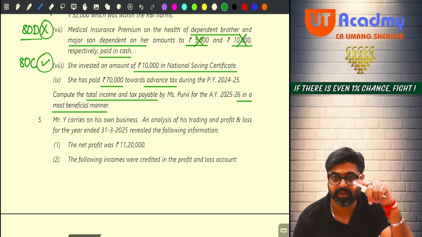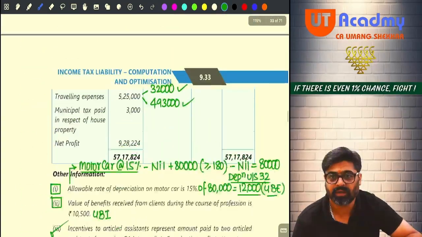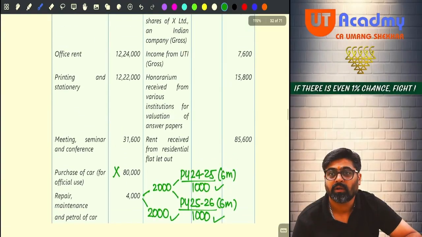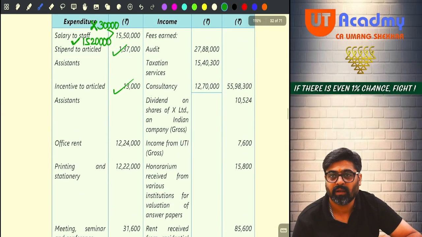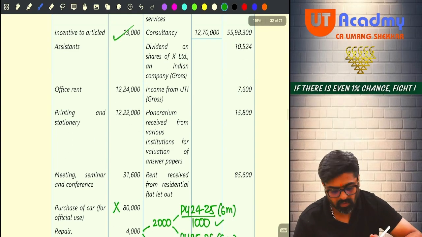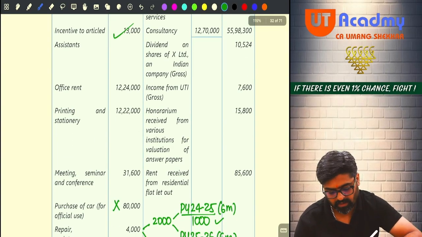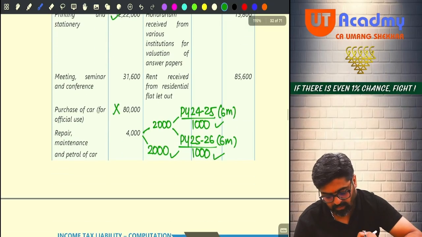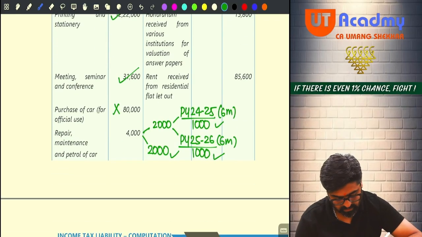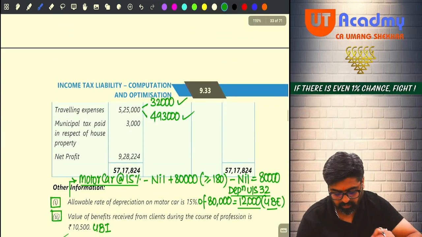But wait, this is not the end of the question. We are yet to read the balance part of the question. Now come to the table. In the table, salary is done, stipend is done, incentives done. Office rent allowed or disallowed? PGBP, come on, tell me. Allowed. Printing stationery allowed or disallowed? Allowed. Meeting, seminar and conference allowed or disallowed? Allowed. Repair maintenance already done. Traveling expense already done.